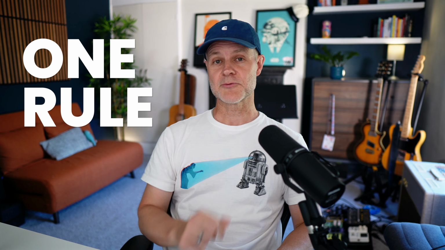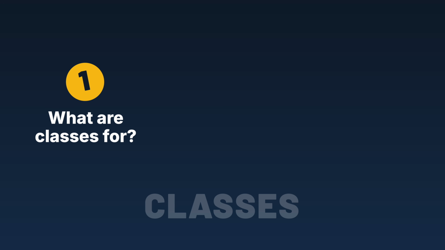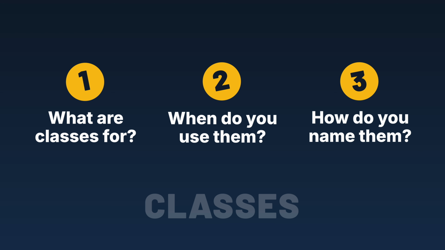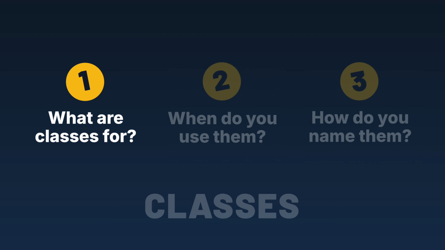That's right, it's you. So by the end of this video, you're going to have one clear rule. It's going to be simple enough for you to follow yourself, and also clear enough for you to hand to your AI friend. There are really only 3 questions when it comes to classes. What are they for? When do you use them? And how do you name them? Let's go through them. First one's quick.